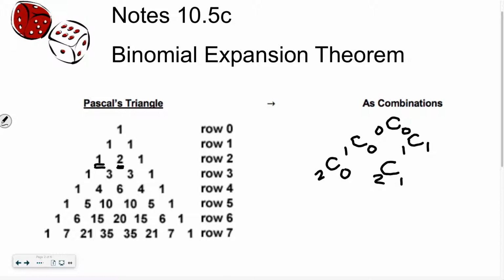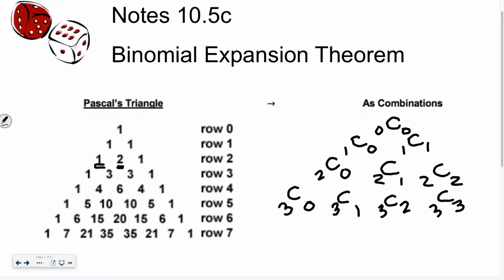If I have 2 items, how many ways can I pick 2 of them? 1. I pick both. The only way to pick both of 2 items is to pick them. I'm not going to do one or the other, I've got to do both. Okay. So as we go down, here's our row 0, row 1, row 2. You could imagine what row 3 is, right? Combination 3 choose 0, 3 choose 1, 3 choose 2, 3 choose 3. Are you on to my pattern here?